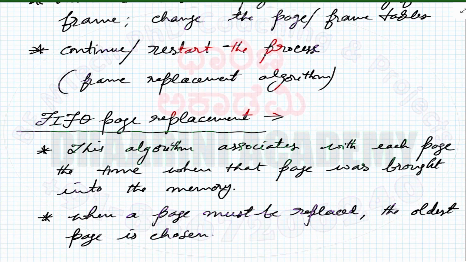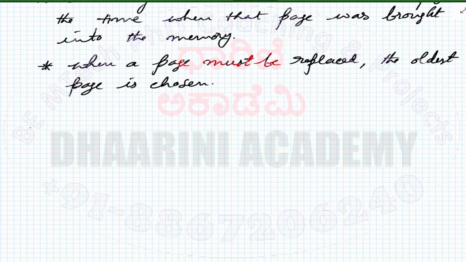Normally we create a FIFO queue to hold all the pages in the memory. That's all. It's simply like a queue. We replace the page at the head of the queue, and when a page is brought into the memory, we insert it at the tail of the queue. Very simple process. We'll write that point here.